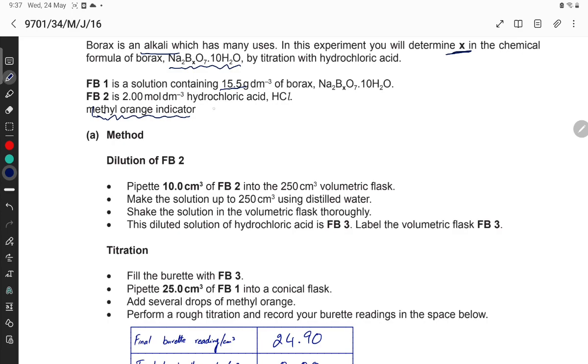Pipette and use 2 to 3 drops. Please keep in mind, 2 to 3 drops of indicator, not more than 2 to 3 drops. Okay.